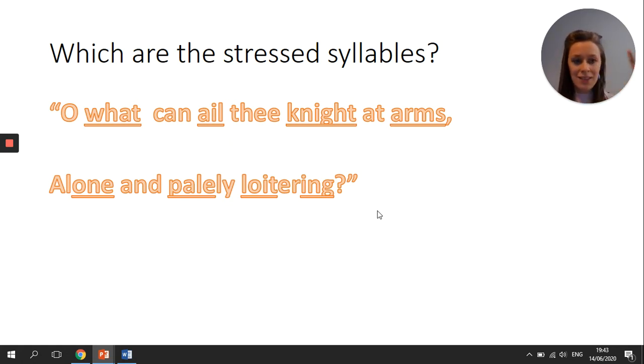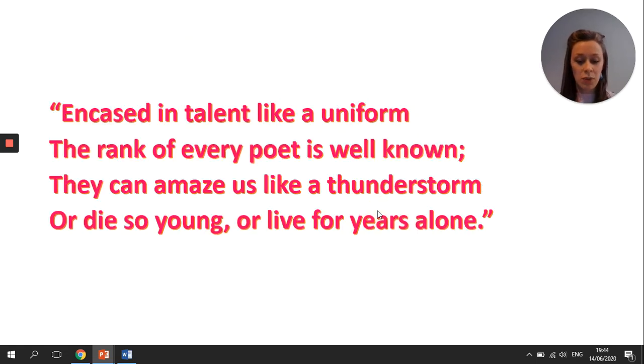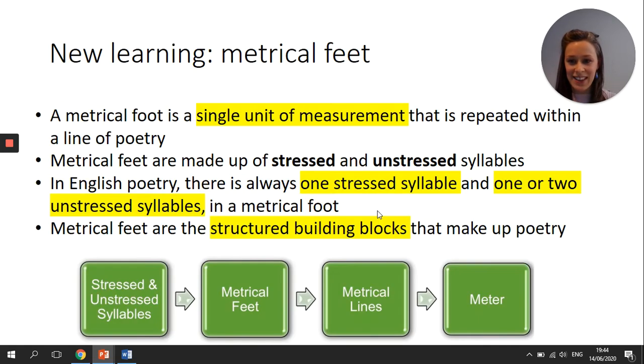Now that pattern is actually a type of meter or a metrical foot. So the pattern in that case was unstressed, stressed. And that's a metrical foot. It's a metrical foot called an iamb. So if you think of a foot as like a single unit of measurement, like an inch or a centimetre, and it's repeated within a line of poetry. In a line of poetry, generally it's all the same metrical foot over and over again, and that's what makes the pattern.